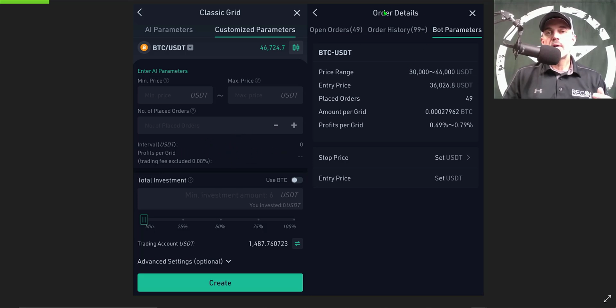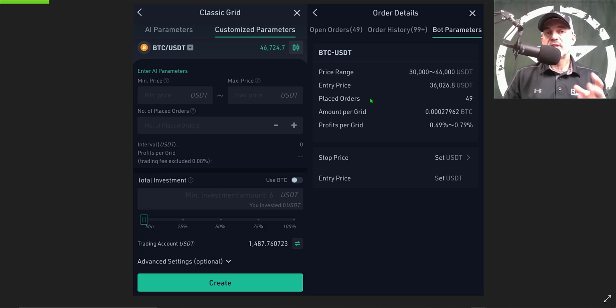And now you can see the bot I deployed a couple weeks ago, and I had a price range of 30,000 to 44,000. Entry price was 36,000. That's where the bot actually started trading. The number of grids or orders was 49, and that equated to a profit per grid of anywhere between 0.49% to 0.79%.